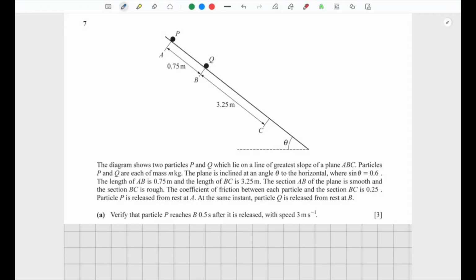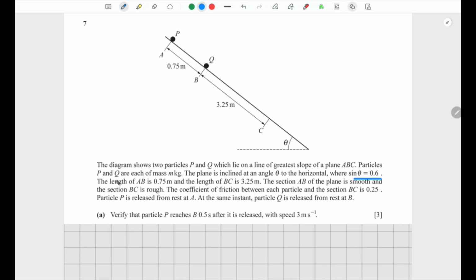Okay, so question number 10. This diagram shows two particles, P and Q, which lie on the line of greatest slope of plane ABC. So here they are lying. Particles P and Q are each of mass m kg. These both are of the same mass. The plane is inclined at an angle theta to the horizontal, where sine theta is 0.6. So we need to just understand this, that sine theta is given to be 0.6.